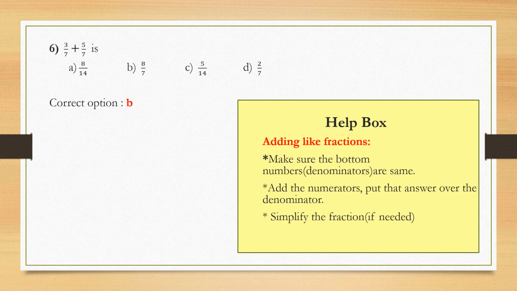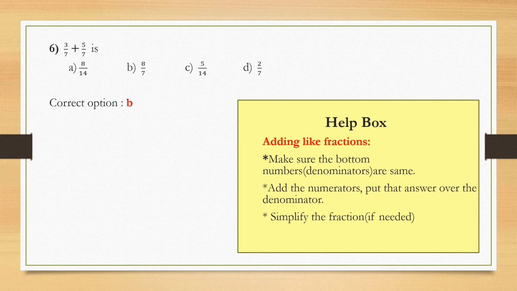Come to addition of like fractions. Here, how can you judge it's a like fraction? Because see the denominators, they are same. 3 upon 7 plus 5 upon 7 is, as already discussed with you, what are we supposed to do? When it's a like fraction, keep the denominator common and add the numerators. So 3 plus 5 becomes 8 and 7 becomes common denominator. So 8 upon 7 will be the answer.